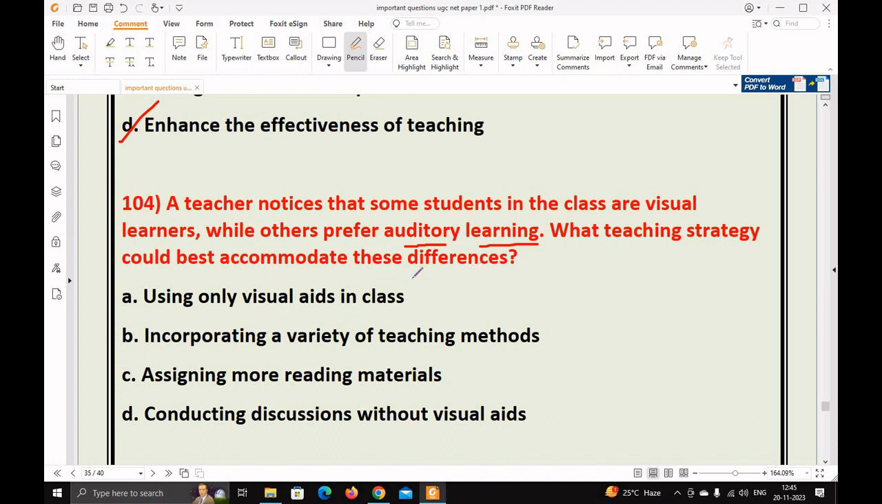So, the right answer, the suitable answer of this question is, so some students are visual learners and some are preferring auditory learning. So teacher must incorporate a variety of teaching methods. Right answer is option B.